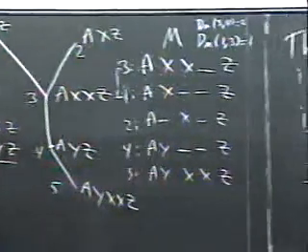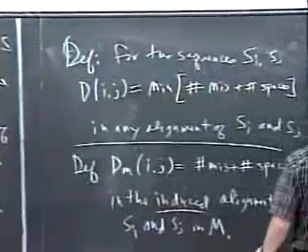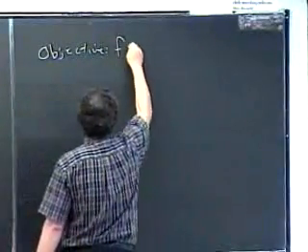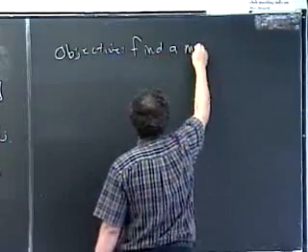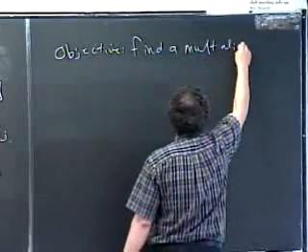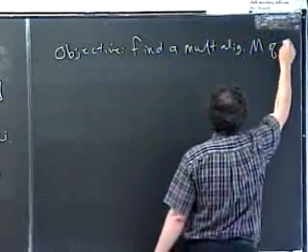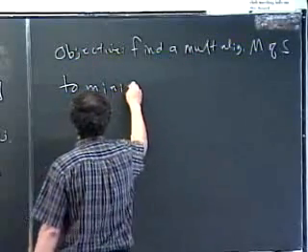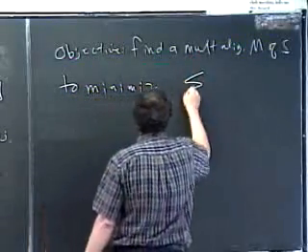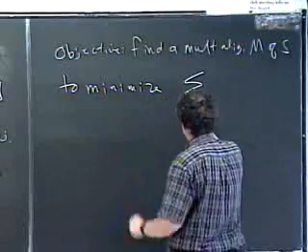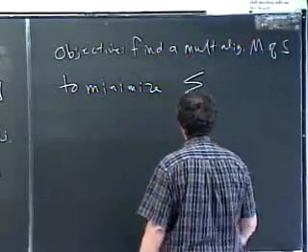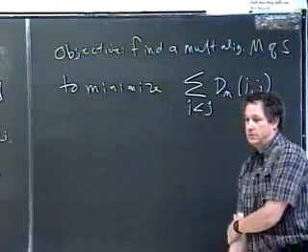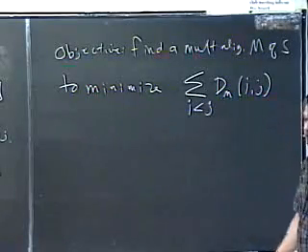All right, so now we know what dm is. Okay? So our objective is to find a multiple alignment M of the sequences that are given to us to minimize the summation over i less than j of dm ij. This is the sum of pairs objective.